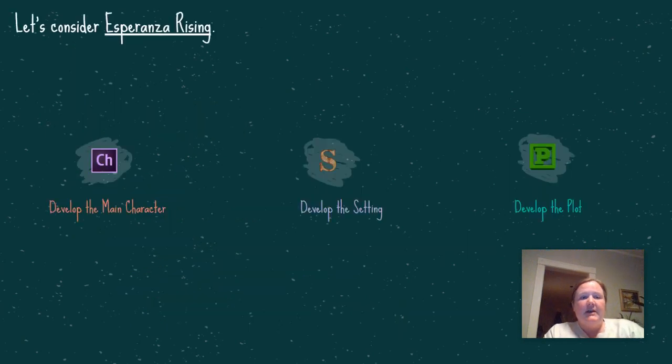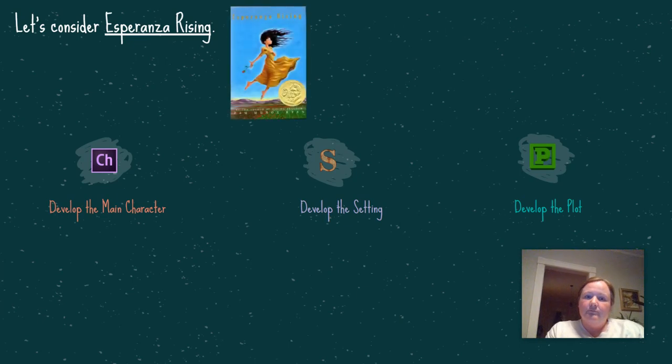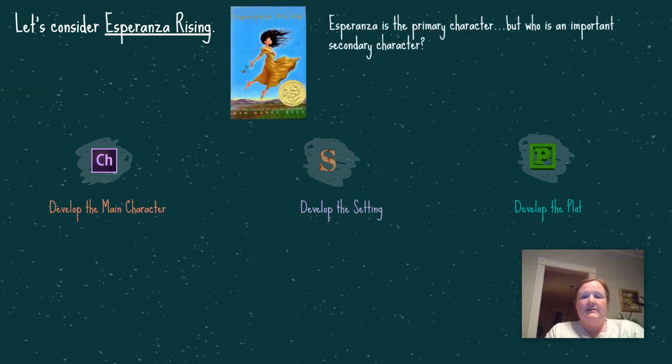So let's consider Esperanza Rising. Obviously, we know that Esperanza is the primary character, but who is an important secondary character? I hope that you said Miguel because Miguel is my favorite secondary character in Esperanza Rising. So let's consider why Miguel is so important to this story. First, how does he help develop the main character? Meaning, how does he help develop Esperanza?